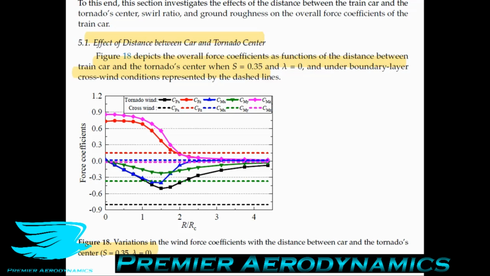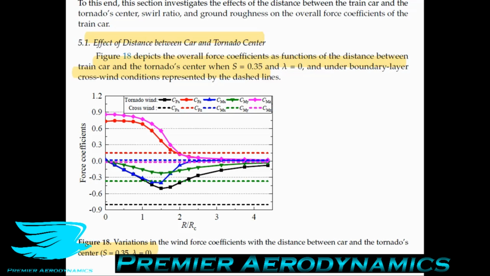They say this is mainly attributed to the strong rotational effects of the tornado and the large pressure drop at the tornado center, due to which the train car is subjected to strong upward suction and counterclockwise torque. As the radial distance increases, the absolute value of the pressure drop decreases, which results in the lift and yaw moment coefficients dropping. So that's why we get that. And then when you get to 2 radii away from the tornado center, these values are almost zero again.